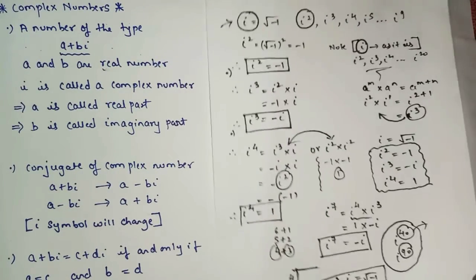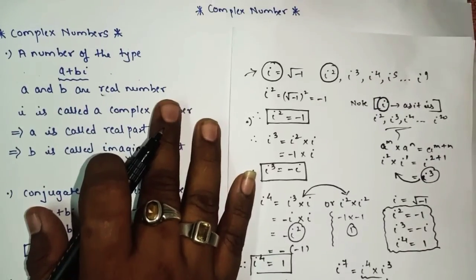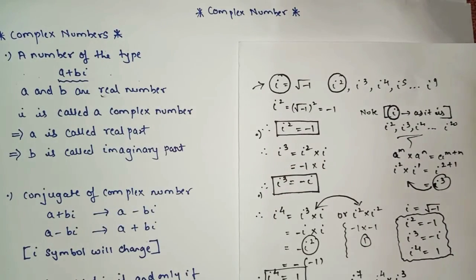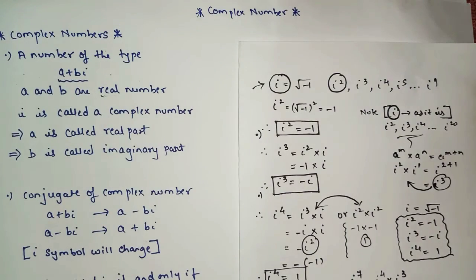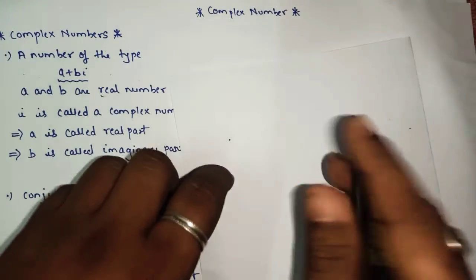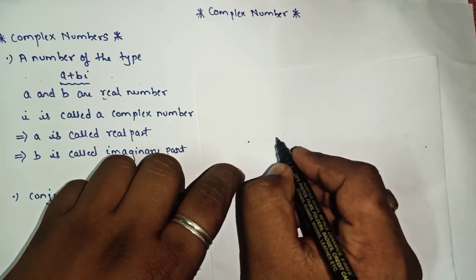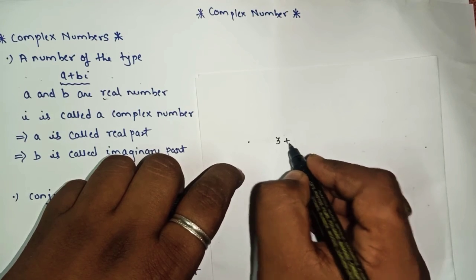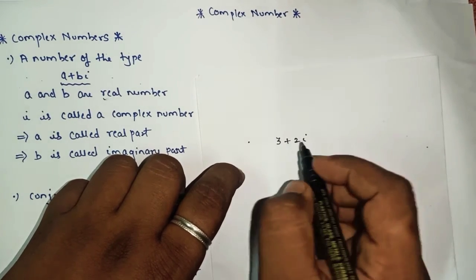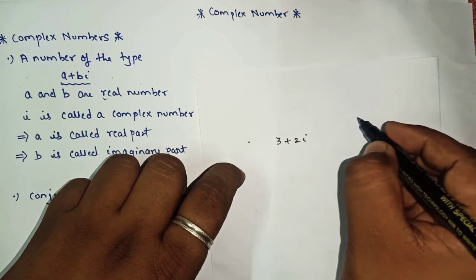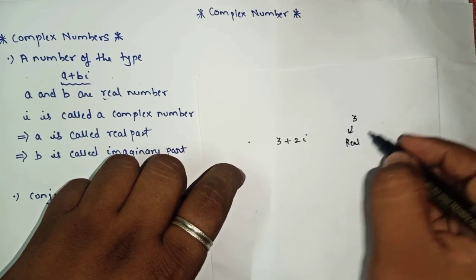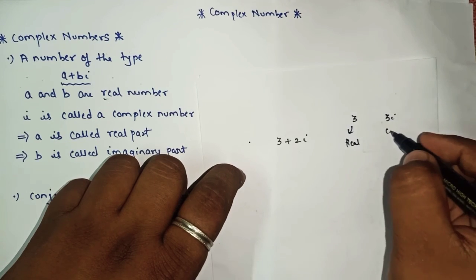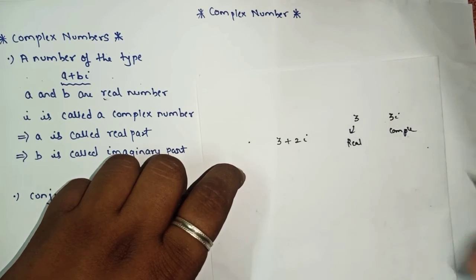Okay, so let's move on to the next thing. I hope you all understood this part. So what is a complex number? Once again we'll see. A complex number is a number of the type a plus bi, where a and b will be replaced by some other numbers. So let's take a as 3 and b as 2. In simple language, the number without i is known as a real number, and the number with i is known as a complex number or imaginary number.